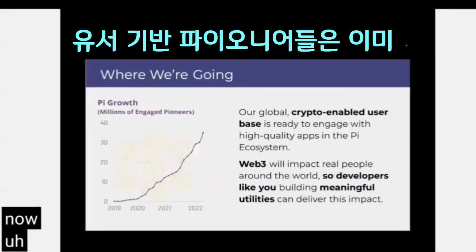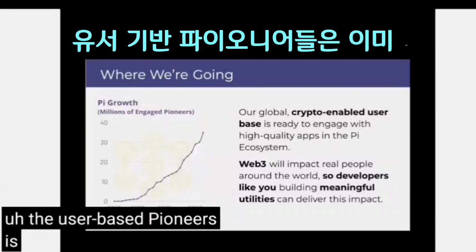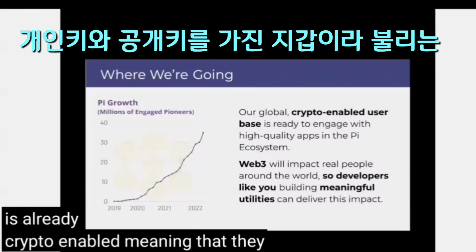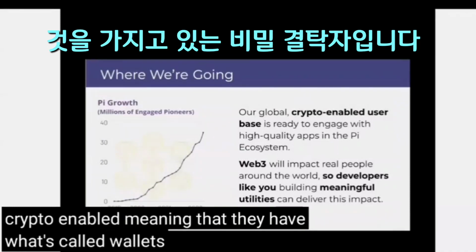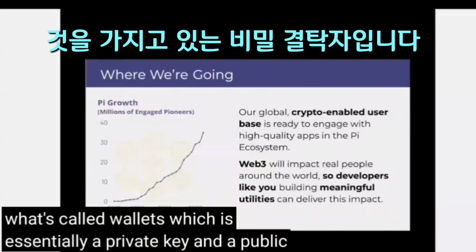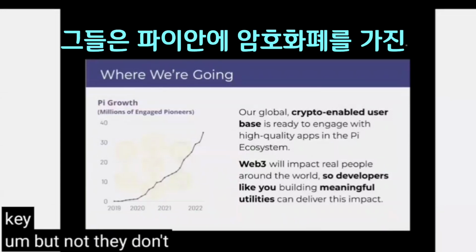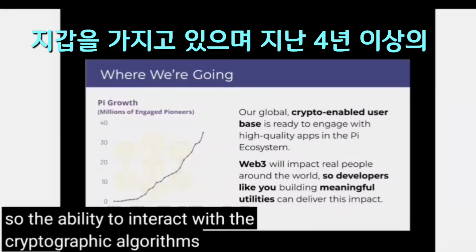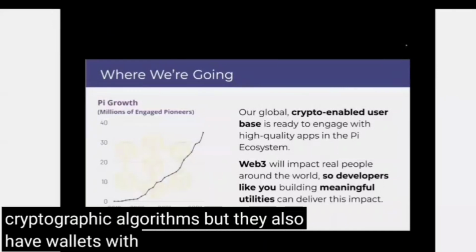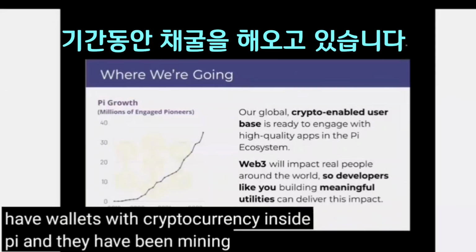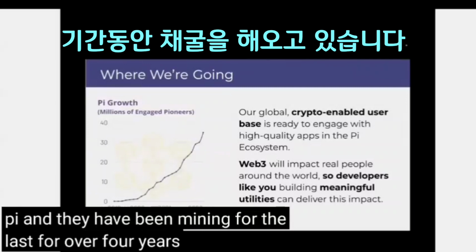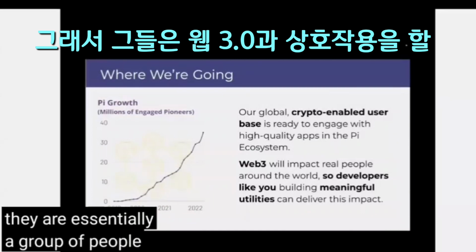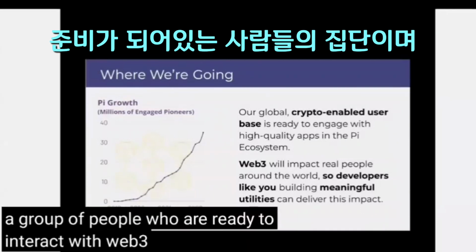Now, the user base, the pioneers, is already crypto enabled, meaning that they have what's called wallets, which is essentially a private key and a public key. But they don't just have wallets, so the ability to interact with the cryptographic algorithms, they also have wallets with cryptocurrency inside Pi, and they have been mining it for over 4 years. So they are essentially a group of people who are ready to interact with Web3.